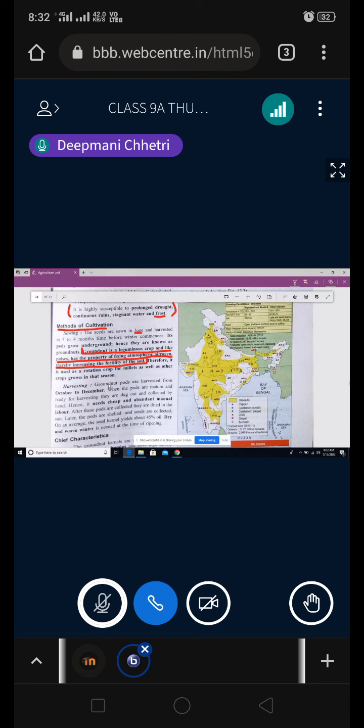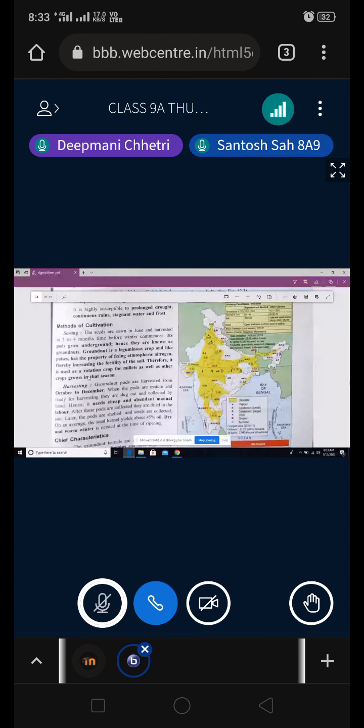Or it can be like this, say groundnut is rotated with some other crop. That sort of question can also be asked, like it's given there. Therefore, it is used as a rotational crop for millet as well as other crops in that season. So if they ask you a question, millets are rotated with groundnut, what will be your answer? Who can tell me? Anyone here?